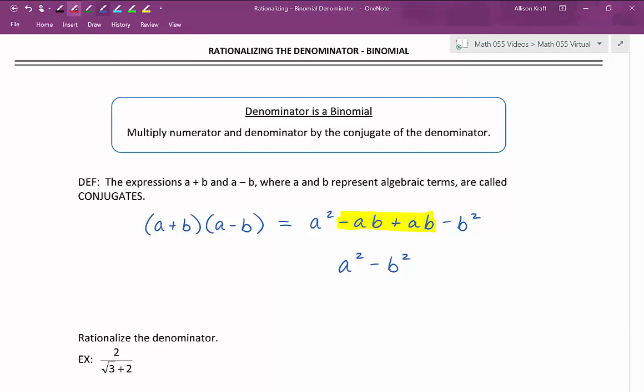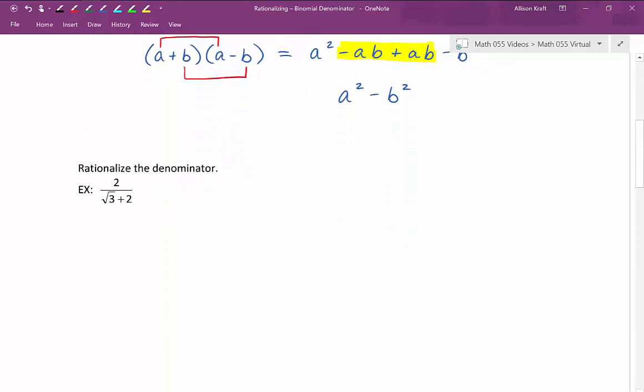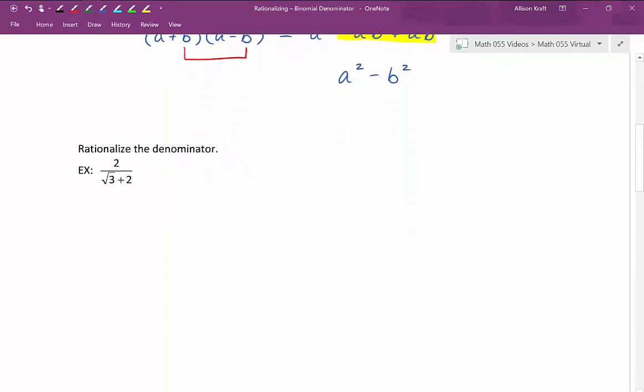Anytime you're multiplying conjugates together, the middle terms always fall out. So when we're multiplying conjugates, really all we have to do is multiply the first two and the last two together, because we know that the middles are going to fall out every time. We can use that shortcut in these next examples. So let's rationalize the denominator.